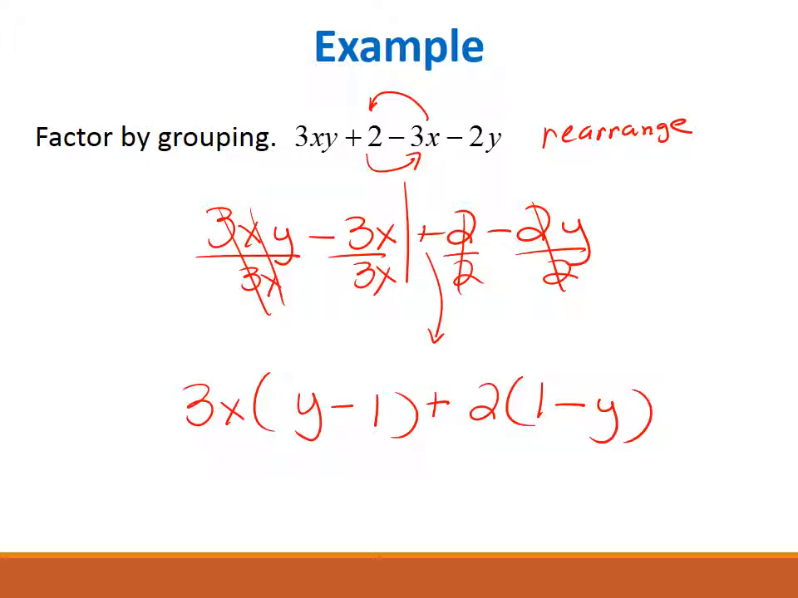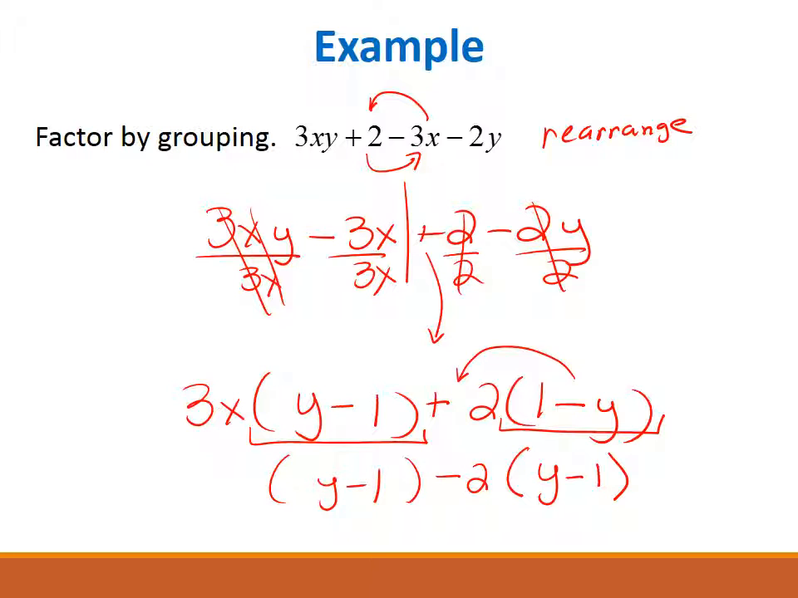Now if you notice, my common binomial here is not exactly matching up. To take care of this, I can simply change this positive 2 into a negative 2. And that will change the order and the signs of the terms inside that parenthesis. It's a little mathematical trick that you don't use a lot, but it is helpful. Final answer then is simply y minus 1 times 3x minus 2. Good luck on your factoring by grouping.